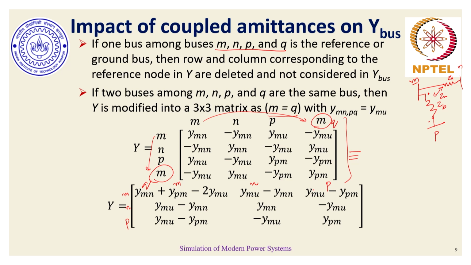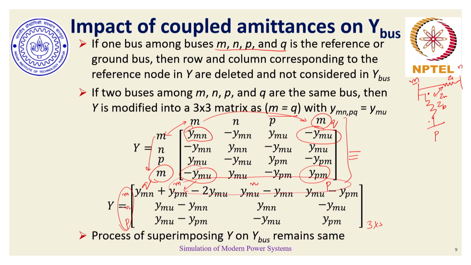And how does this combination or labeling happen? We simply add the elements with common labels. So YMN is the first element in MM. There is also another element, minus YMN, in MM. Then we have another minus YMN, and then we have YPM. We add all these admittances together and simply consider their corresponding 3 cross 3 combination. When we have this 3 cross 3 Y bus matrix with these as our new row and column labels, the corresponding superimposition process remains the same.